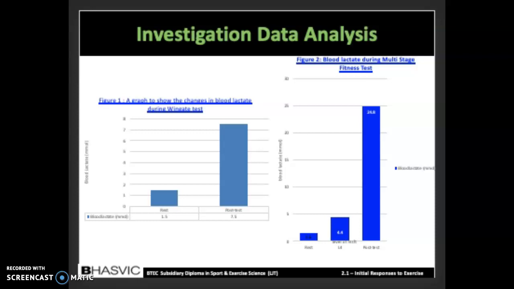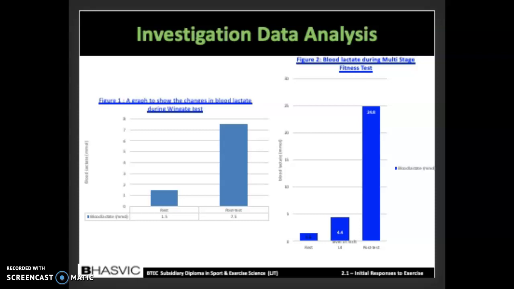During the first few levels of the multi-stage fitness test, the energy system used by the performer would be aerobic glycolysis, as it is a very light intensity. As the stages progress, the energy system changes. At level 4, the blood lactate rises to 4.4 millimoles. This is because the intensity has increased, however not enough to switch to the PC store and anaerobic glycolysis.